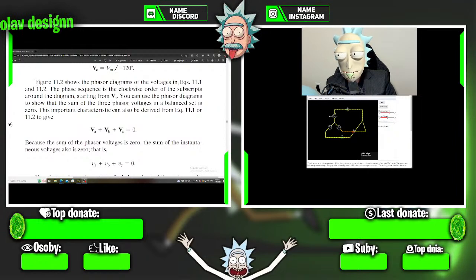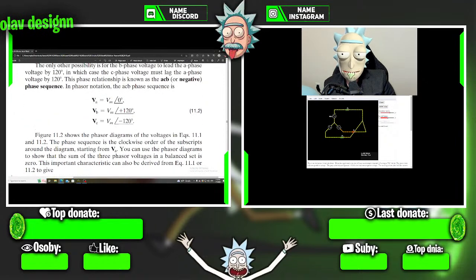Figure 11.2 shows the phasor diagrams of the voltages in equations 11.1 and 11.2. The phase sequence is the clockwise order of the subscripts around the diagram, starting from VA. You can use the phasor diagrams to show that the sum of the three phasor voltages in a balanced set is 0. This important characteristic can also be derived from equation 11.1 or 11.2.